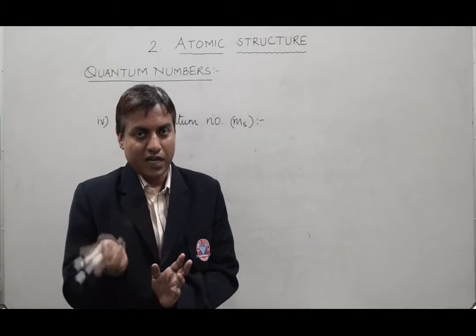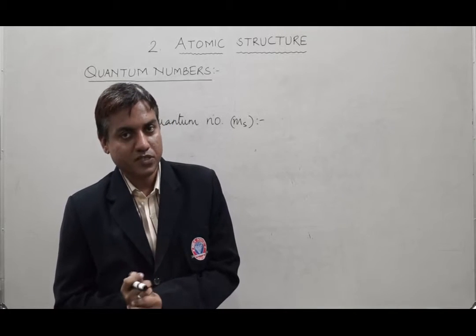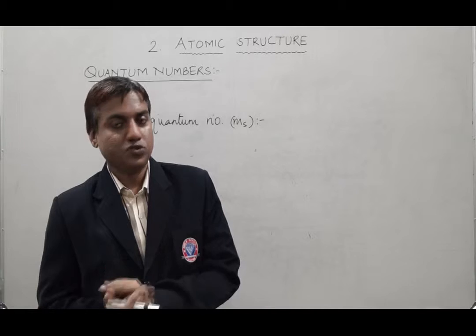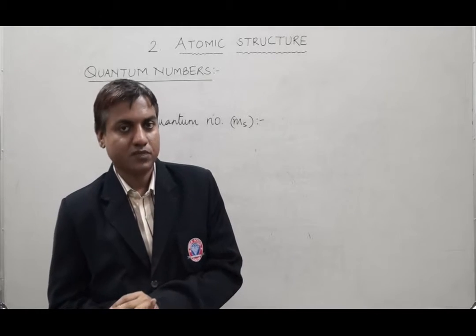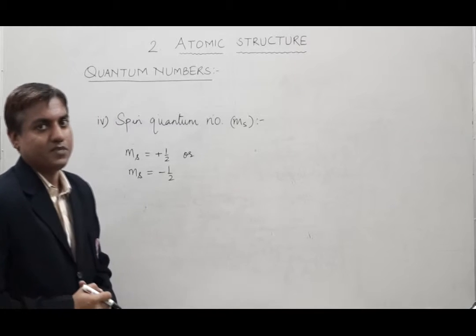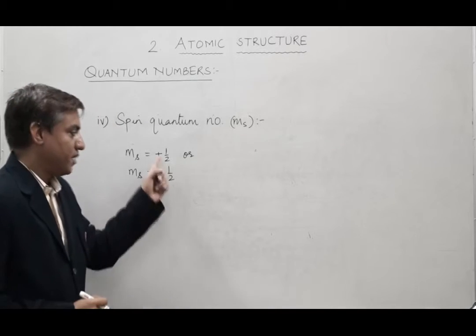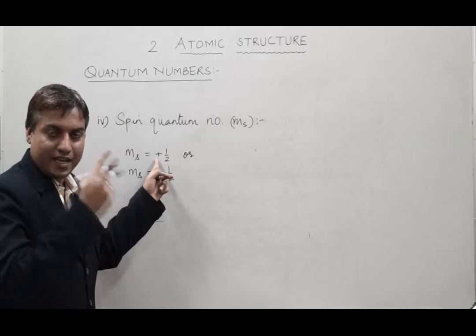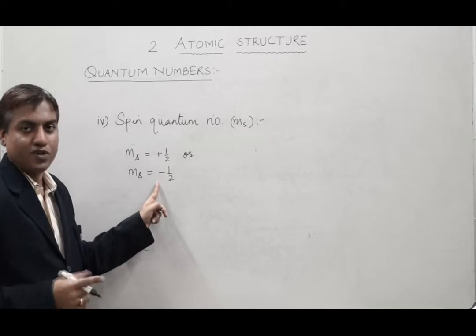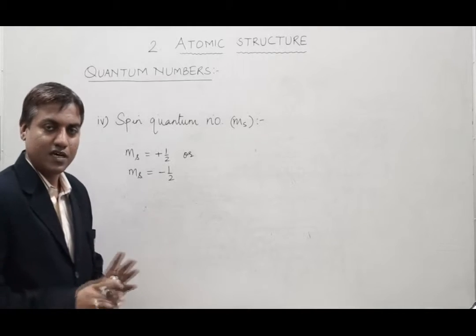In order to account for these two spin movements of the electron, scientists suggested the two possible values of the spin quantum number: ms is equal to plus half and ms is equal to minus half. Plus half to account for the clockwise movement of the electron around its axis, and minus half for the anti-clockwise movement of the electron around its axis.